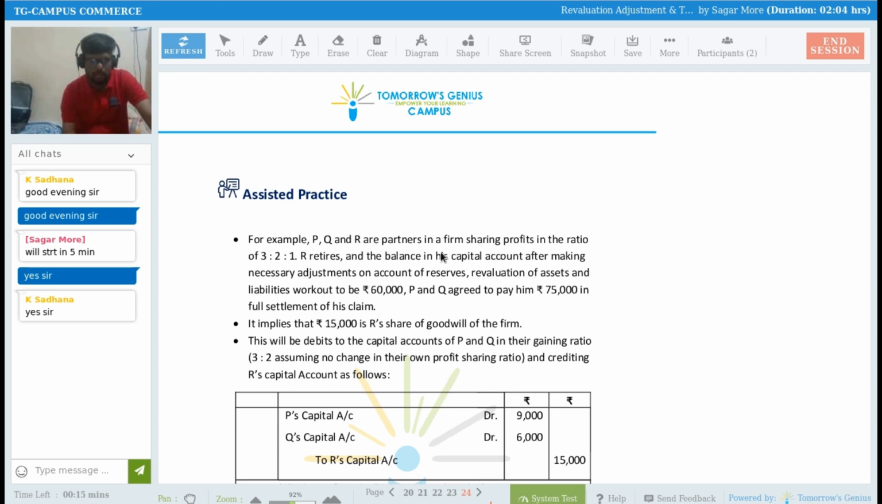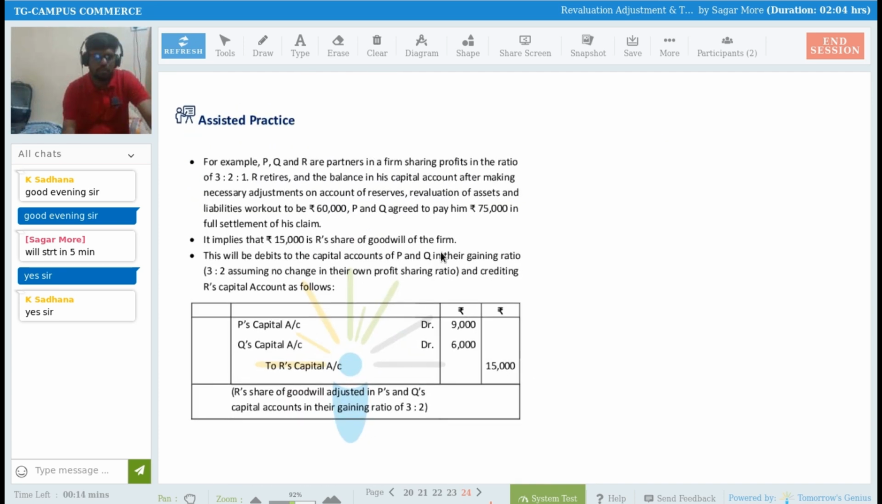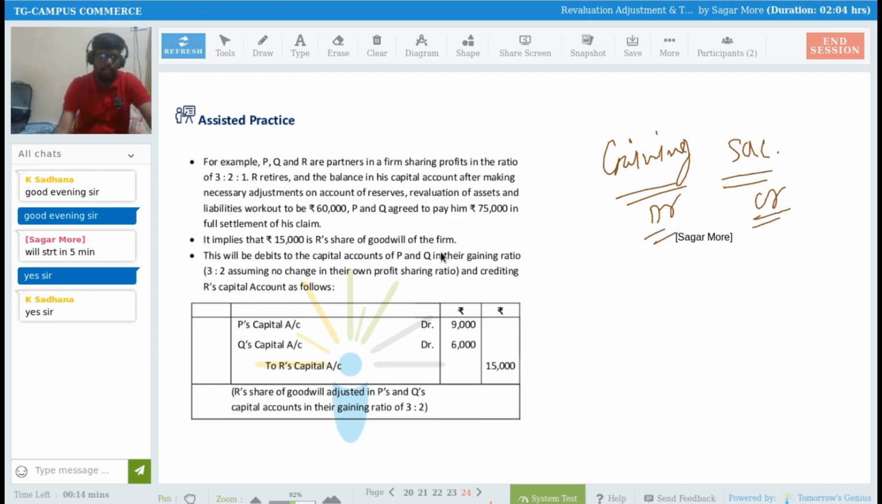Okay, see this last question, then we'll stop. Like I said, you have to pass only one journal entry whenever there is a goodwill adjustment through partner's capital account, without raising any goodwill in the books, right? You have to simply adjust through the partner's capital account. You have to find out who is the gaining partner and who is the sacrificing partner. That's it. The gaining partner's capital account you always debit, and the sacrificing partner's you always credit.